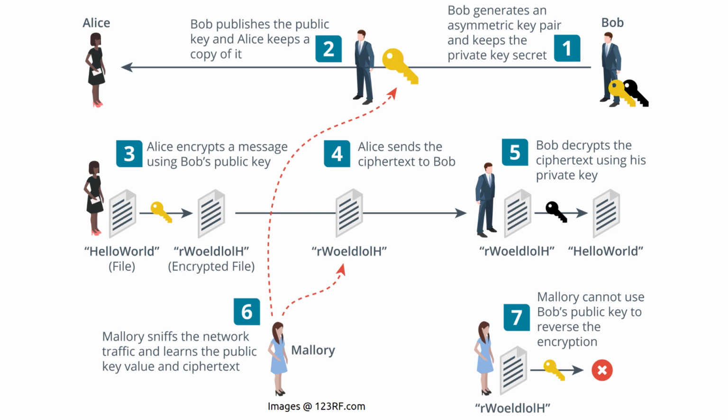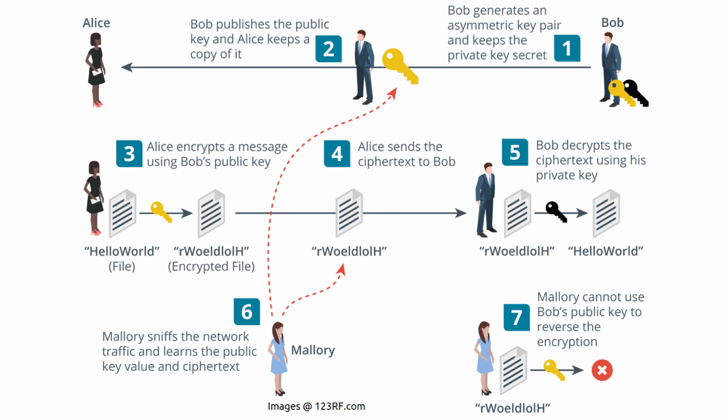Now here's an example. Bob will first of all generate an asymmetric key pair and will keep the private key secret. Bob will then publish the public key so it is readily available, and Alice will be able to keep a copy of that key. Alice will then encrypt her message using Bob's public key. That file becomes a ciphertext. She's going to send it over to Bob. Bob will then use his own private key to decrypt that ciphertext into the actual message.